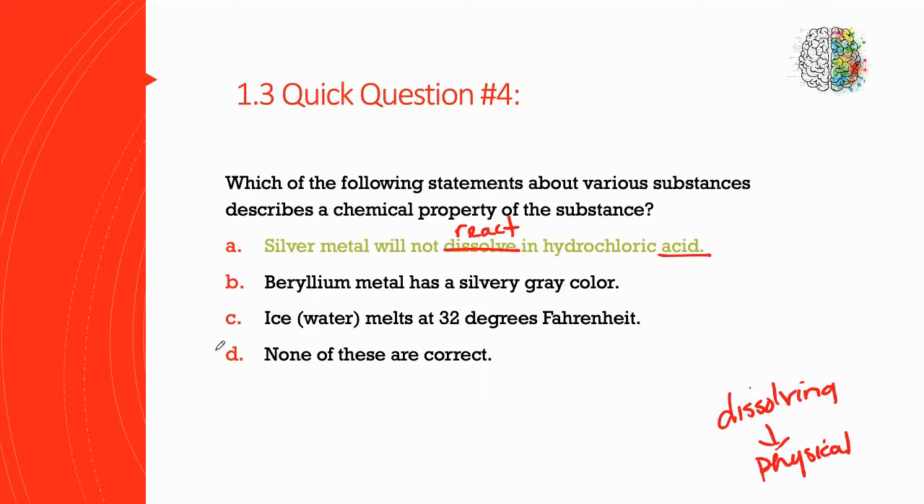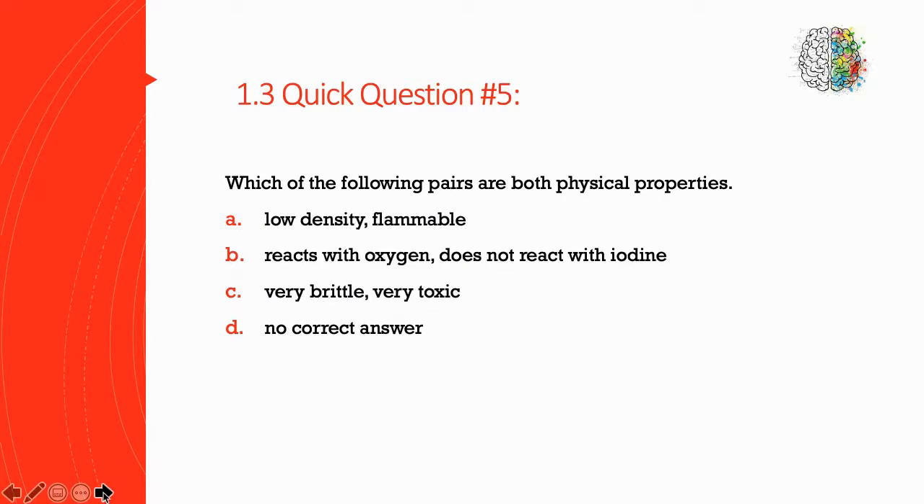Okay. So when it says dissolve, it means this acid eats away at this metal. This is really a reaction they're talking about here. This is definitely a chemical property. But let's talk about why these other 2 choices we know would not be correct. So beryllium metal has a silvery gray color, which we're just describing its color. It's a physical property. And ice melts at 32 degrees Fahrenheit, melting and boiling, again, just physical properties.